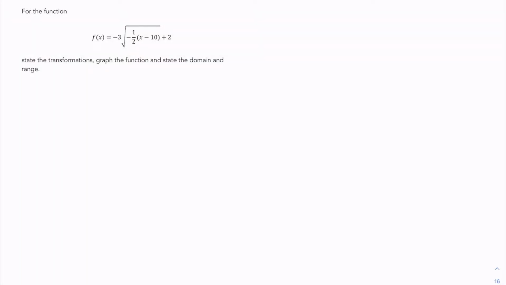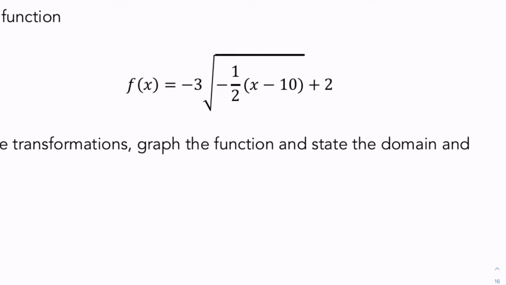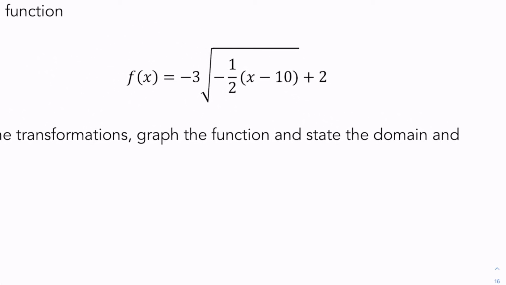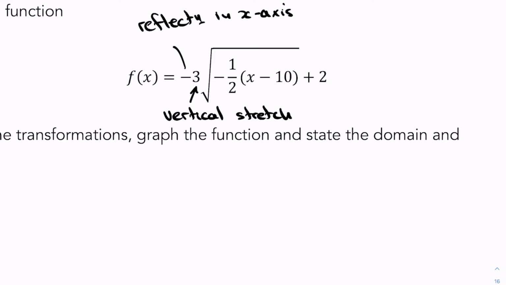We're looking here at a root function, which we're going to be graphing with a host of transformations in it. Let's begin by listing them. So we notice over here we have the negative, which means that it's going to be a reflection in the x-axis. And the 3 outside here means we're going to have a vertical stretch by a factor of 3.